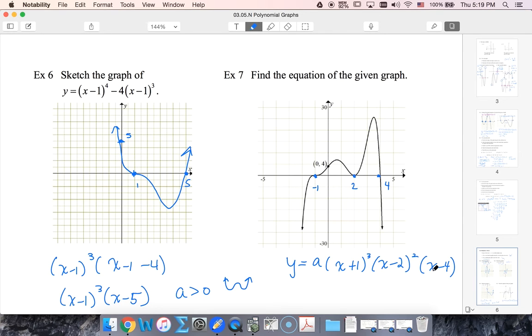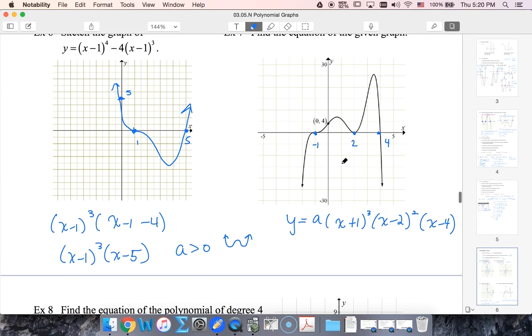So I have an x to the 6th power. That makes sense because it is definitely an even power graph. And I go through 0, 4. So 4 equals a times 1 cubed, negative 2 squared, times negative 4. All right, so I'm going to get 4 equals negative 16, no, 4 times 64. Oh, sorry, 4 times 4 is 16, negative 16a, so then a is negative 1/4.